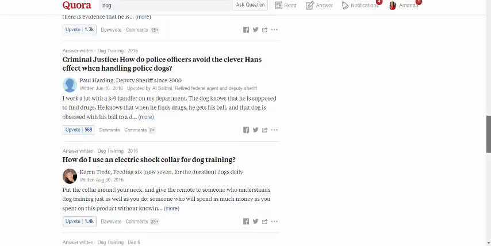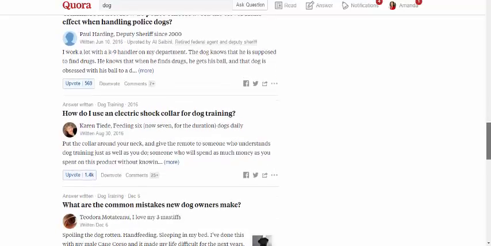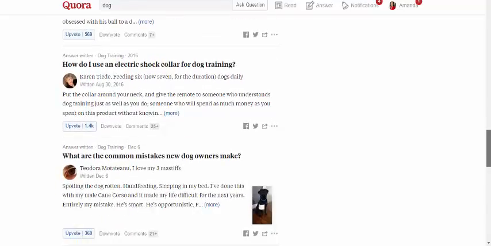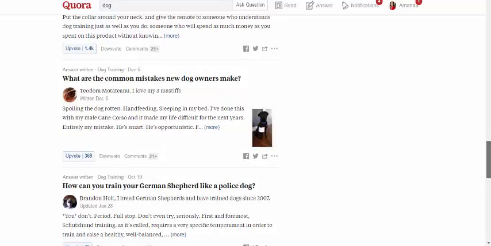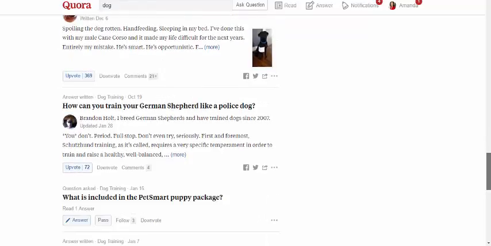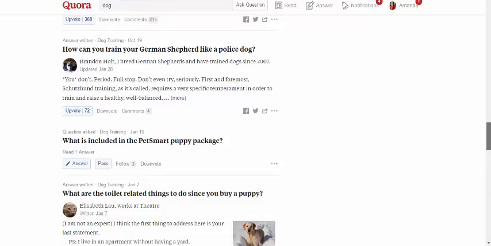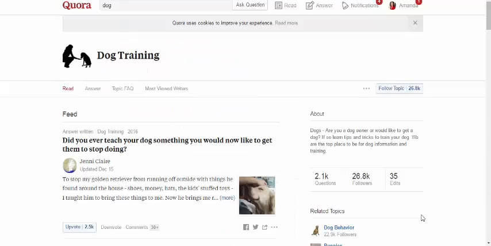How do I train my German Shepherd not to bite? Less comments. How do I use an electric shock collar for dog training? Very controversial topic. A lot of comments on that, not a surprise. What are the common mistakes new dog owners make? Interesting. Now, it has quite a lot of comments, not a huge amount of upvotes, but I think that would make a great topic.